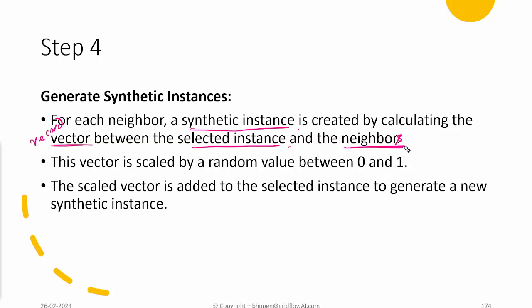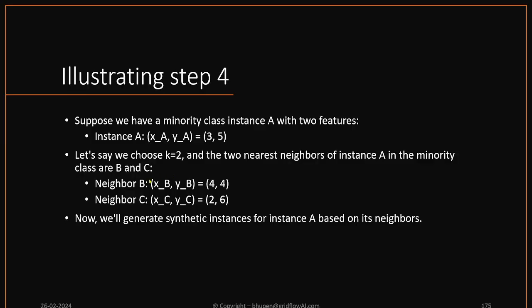After the vector is computed, we randomly multiply it by some scaling factor. This is also configurable, typically taken as 0.1 or 0.2, but you can configure this. After the multiplication, the scaled vector is added to the selected instance to generate the new record. So let me illustrate what this all means with an example.